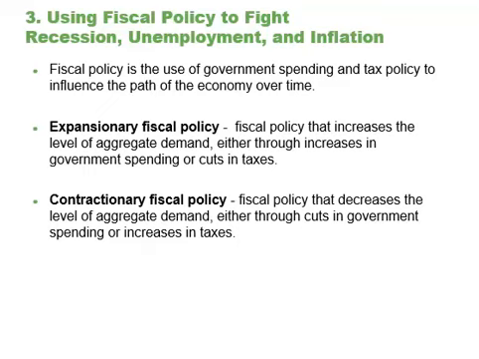Fiscal policy is another macroeconomic policy tool for adjusting aggregate demand by using either government spending or taxation policy. Expansionary fiscal policy increases the level of aggregate demand either through increases in government spending or cuts in taxes. Graphically, this shifts the aggregate demand curve outward or to the right. Contractionary fiscal policy decreases the level of aggregate demand either through cuts in government spending or increases in taxes. Graphically, this shifts the aggregate demand curve inward or to the left. Let's take a closer look at each situation.